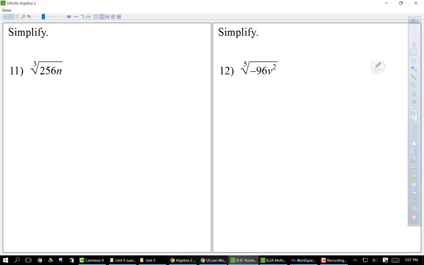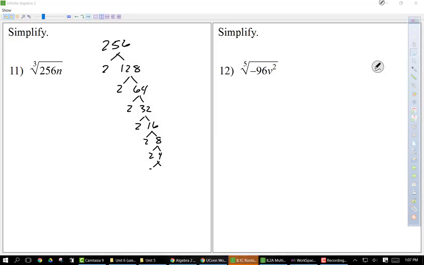Okay, so let's start with 11 here. The cubed root now is the third root of 256, so I'm going to take 256, and I'm going to break it down. We know it's 2 times 128, 2 times 64, 2 times 32, 2 times 16, 2 times 8, 2 times 4, and 2 times 2. There's a lot of 2's there. So you have the third root of how many 2's? 1, 2, 3, 4, 5, 6, 7, 8 2's. Wow.